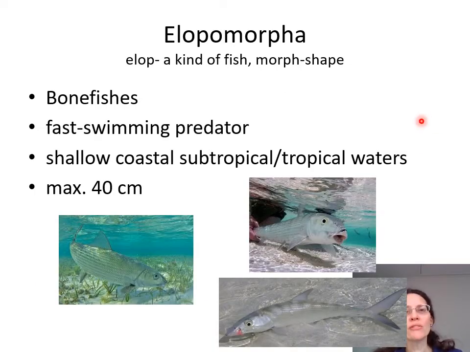Also within the Elopomorphs, we have some things that have other kinds of fish shape. We have the bonefishes, a fast-swimming predator, in shallow coastal, subtropical to tropical waters. They'll get up to maybe about 40 centimeters. They're air breathers as well. They have this downward facing snout like this. They're benthic feeders. Typically, we find them in estuaries. They'll use that snout to dig around in the bottom and find their various food, invertebrates and crabs and things.